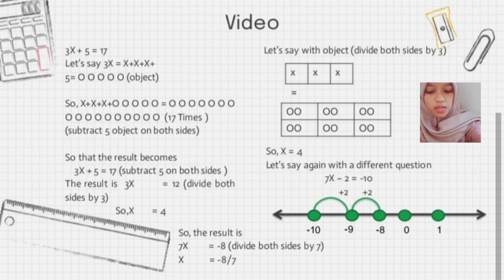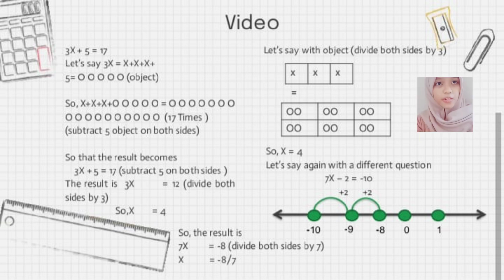X plus X plus X plus O plus O plus O plus O plus O is 17, and we subtract 5 objects on both sides, so that the result becomes 3x plus 5 equals 17. Subtract 5 on both sides, so the result is 3x equals 12. Divide both sides by 3, so x equals 4.